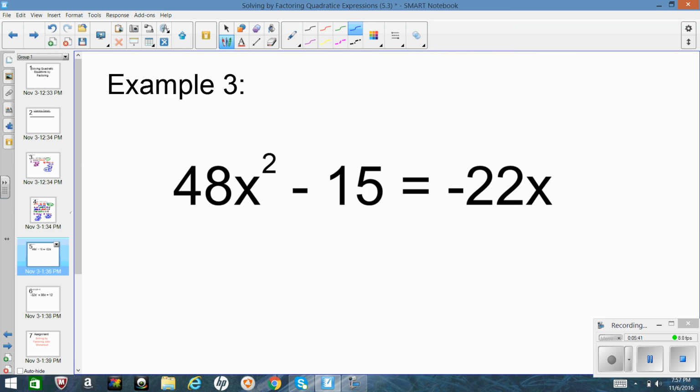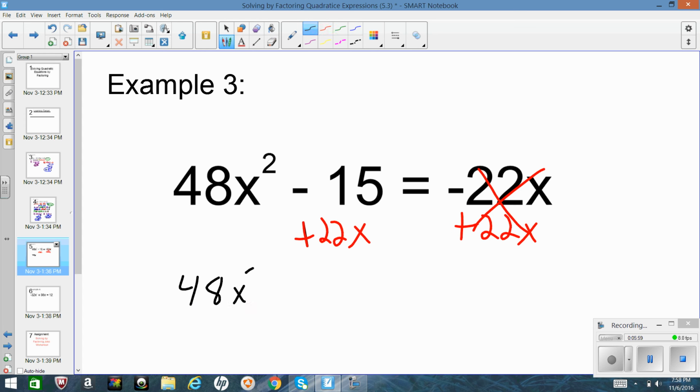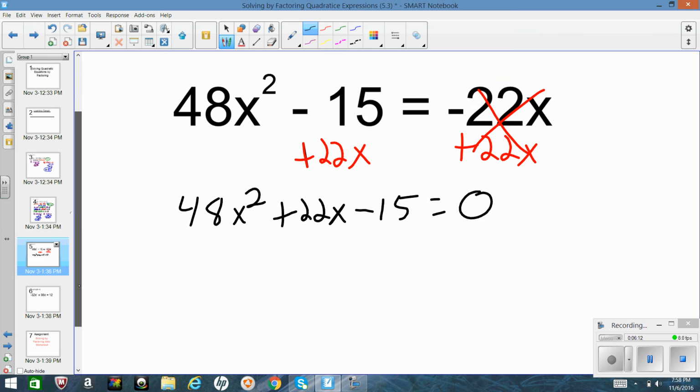Example 3: 48x squared minus 15 equals negative 22x. Notice that's not set equal to 0. So I'm going to have to add 22x to both sides in order to get it set equal to 0. When I do that, I get 48x squared plus 22x. Again, we always want to write it with powers ascending or descending from left to right. So 48x squared plus 22x minus 15 equals 0.